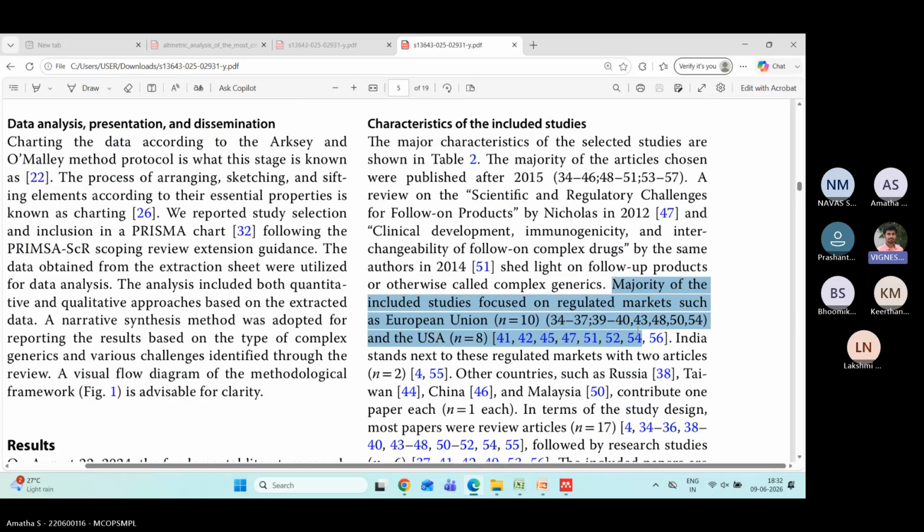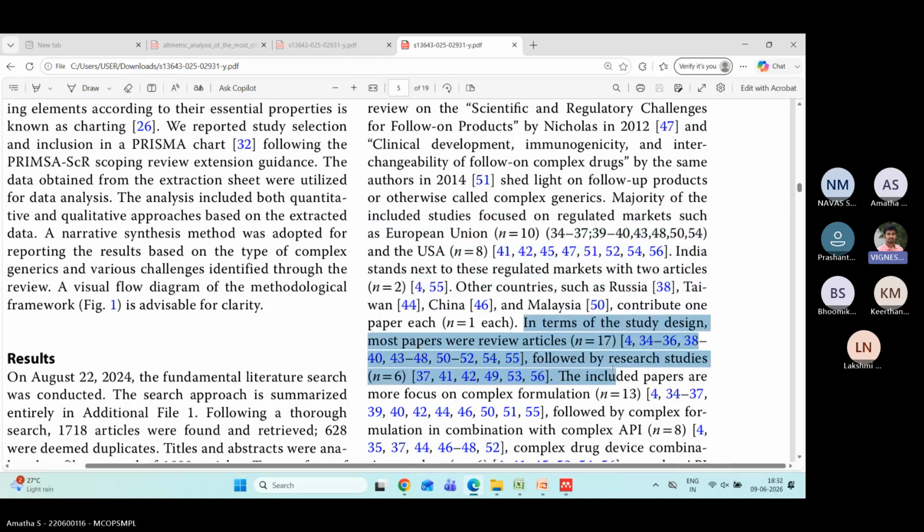Most of the studies were conducted in Europe, US and India, China, Russia, like that. How many papers we have noted in blue color? That is one characteristic. The second characteristic is our study design. We have chosen review articles followed by research articles. Some people only choose research articles. So you have to write the study design, like cohort study, case control study, then observational study, like that. Since I have taken review and research, we have noted like this.